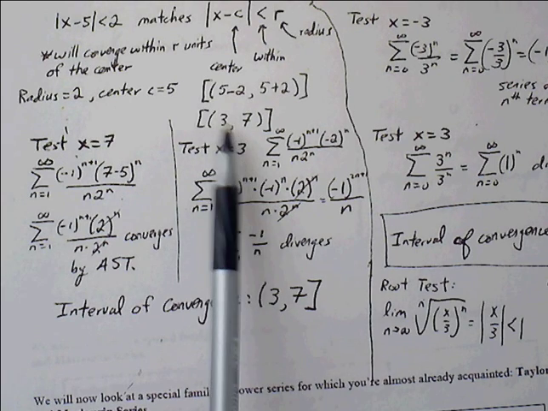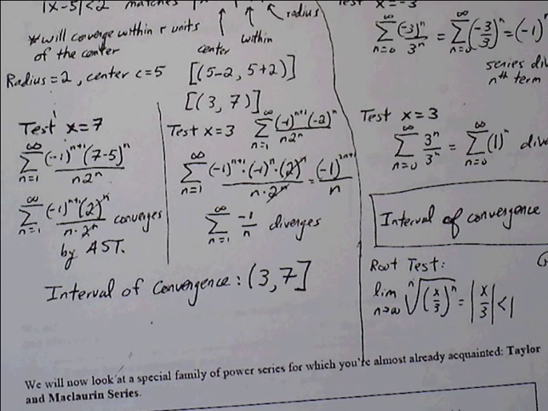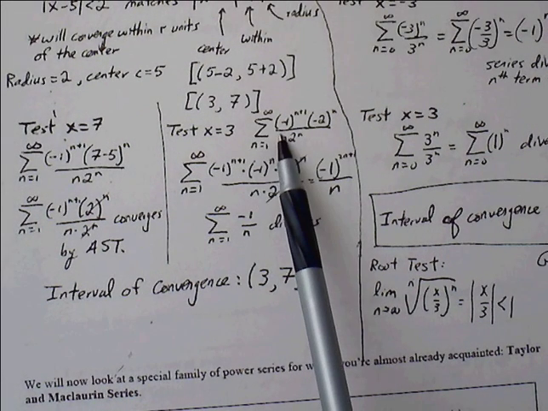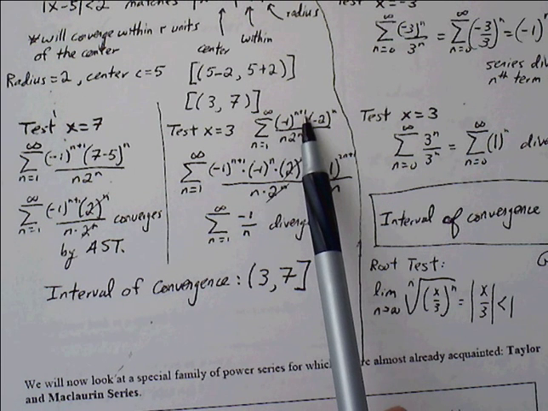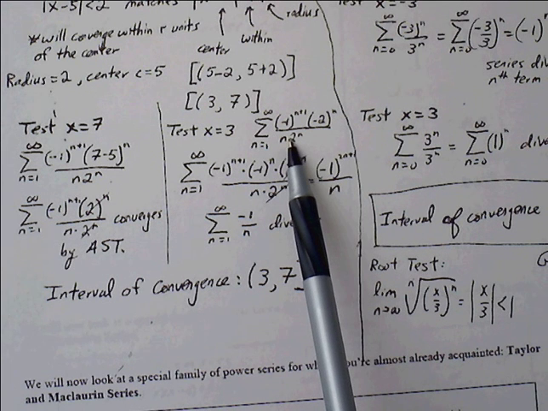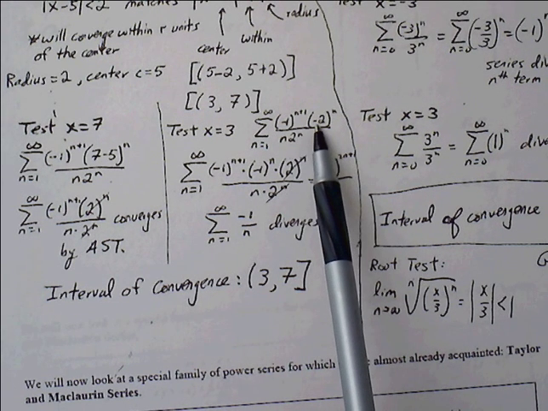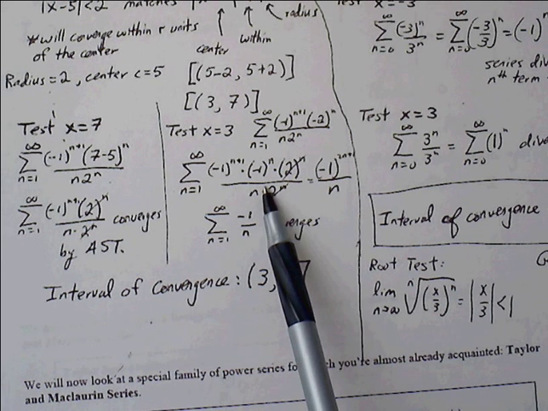Okay, let's test the other endpoint, x equals 3. Replace 3 in for the x from the original rule of sequence. So this gets me (3 minus 5) to the n. And then copy the rest of the rule of sequence from the original. So negative 1 to the n plus 1, (3 minus 5, which is negative 2) to the n over n times 2 to the n. Now, I'm going to try and cancel out the 2 to the n, but first I'm going to take out the negative 1 to the n.